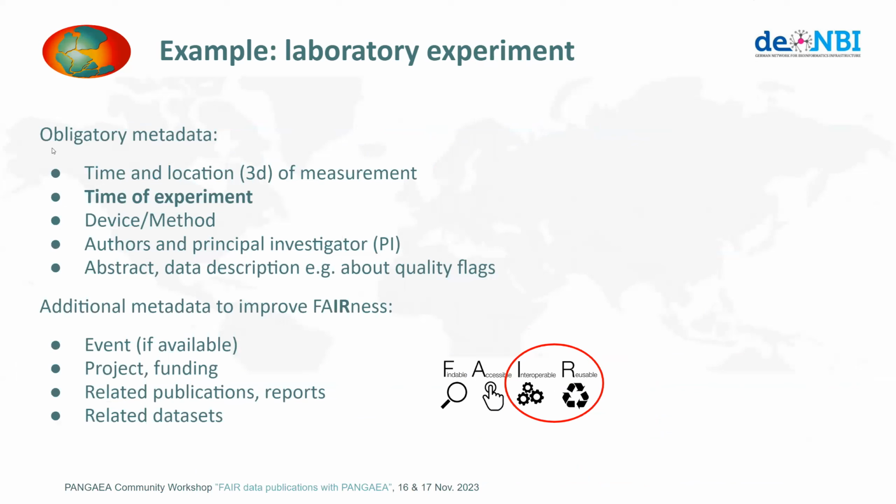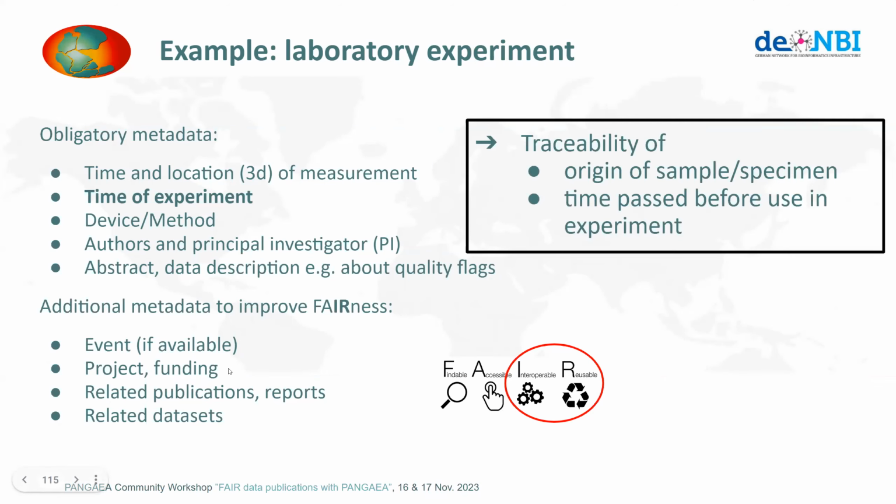So the obligatory metadata is not only the time and location of the measurement, but also the time of the experiment. And then again, you need the device or the method and the authors and the data description. Plus, if you have them, all this additional metadata, and this is to ensure the traceability of the origin of the sample, plus the time passed before the use in the experiment.